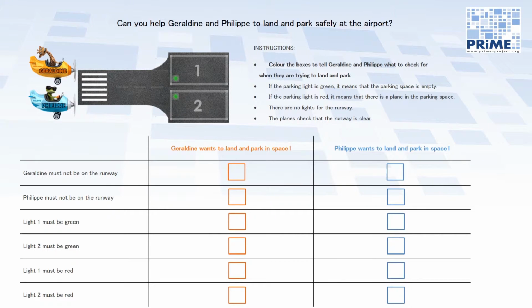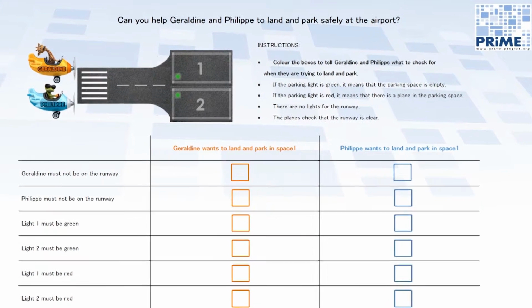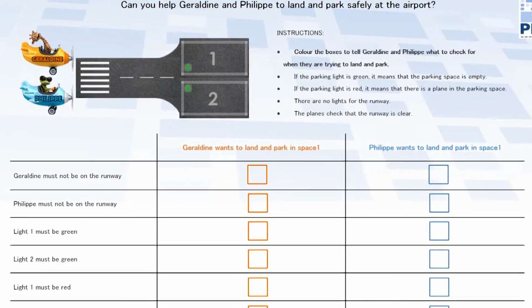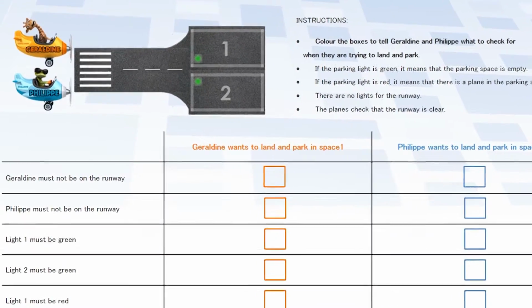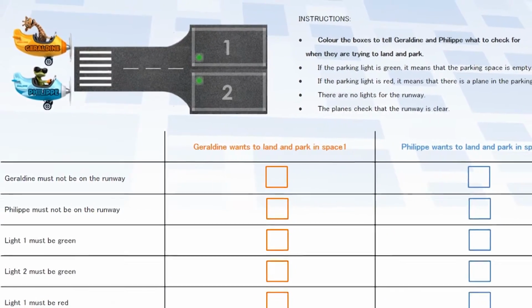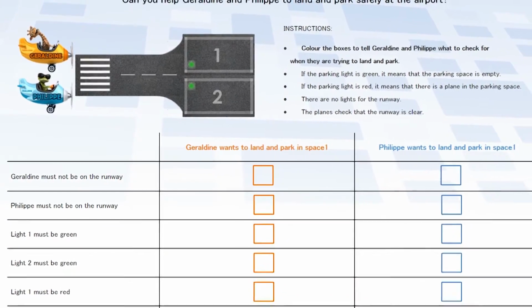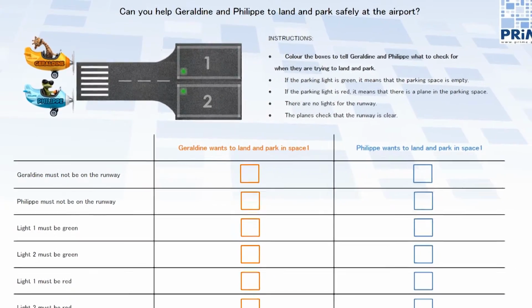Here I'll show an overview of the air show activity. However, the other case study was similar. The activity involved 3 steps. First, children were provided with instruction sheets for the case study. We used cartoon characters to encourage younger children to participate. Geraldine and Philippe are 2 pilots who want to land and park at the airport. The children were asked to think about the safety conditions a pilot needs to consider before landing.